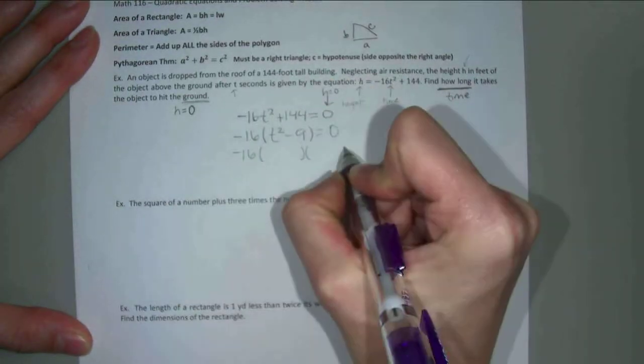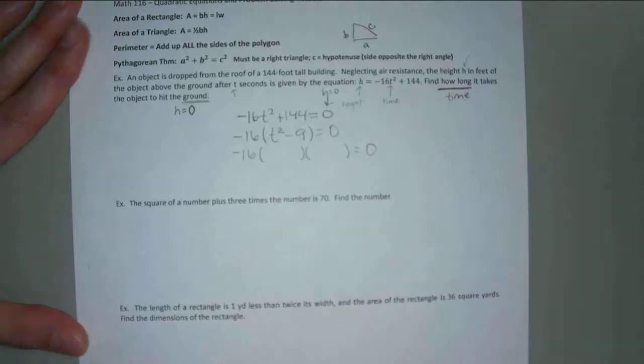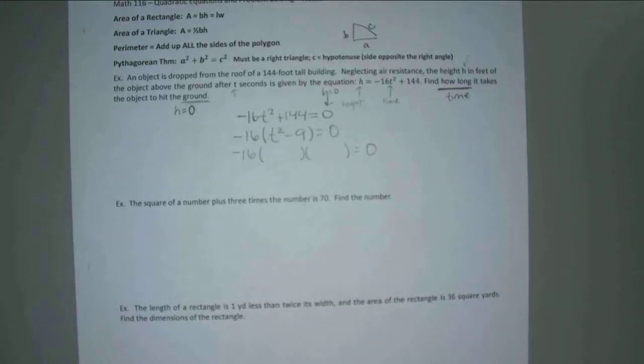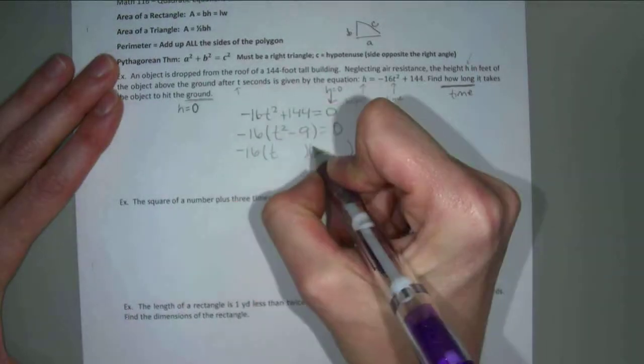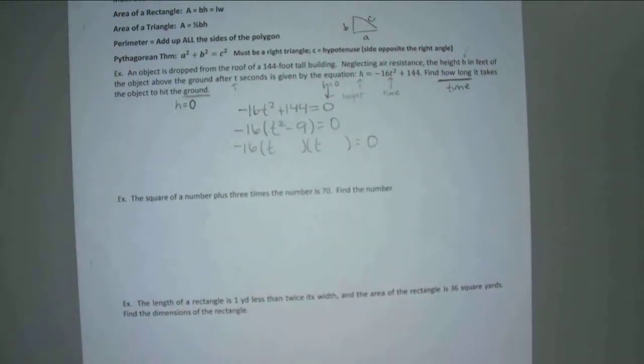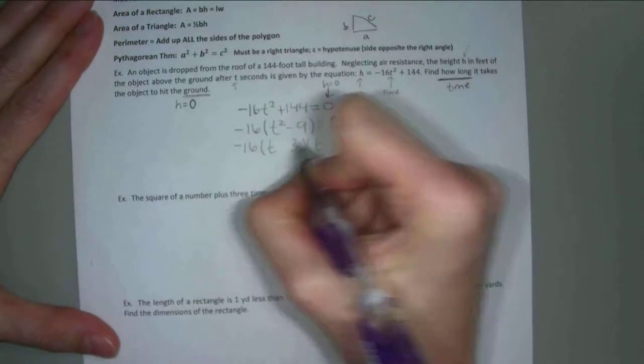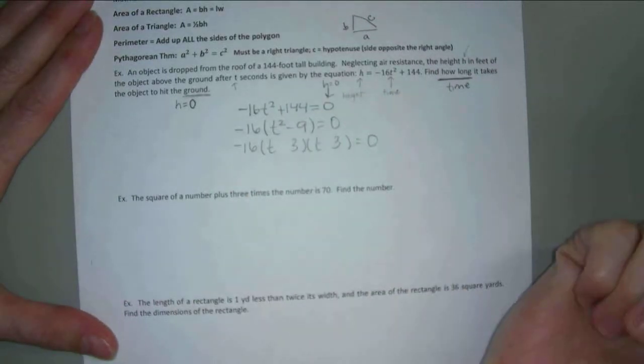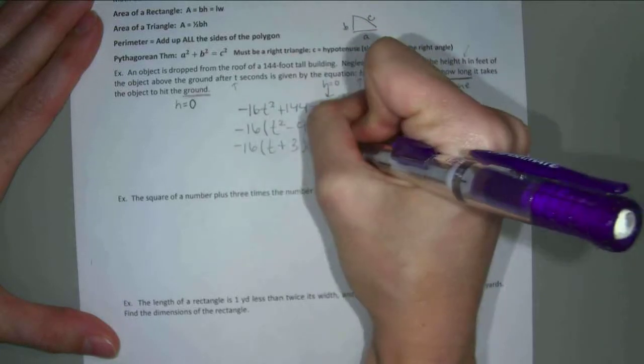T plus 3, t minus 3. Remember when you have the difference of squares, the AC method does not work. So it's that special formula where you take the square root of the first. What's the square root of t squared? T. And you take the square root of the second. What's the square root of 9? 3. And you say, what do I need in order for that middle term to disappear? Opposite signs.